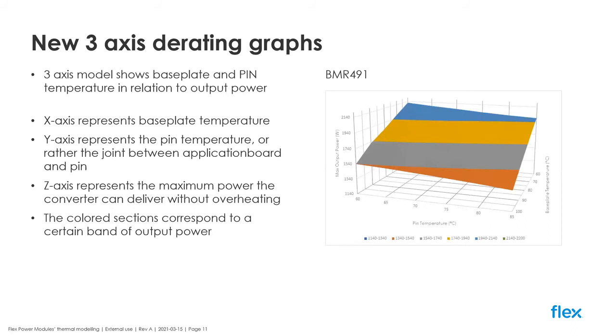And then we move over to this 3-axis derating graph. This is the one we created with help from the new liquid-based test system with the CPU thermal blocks. 2 axes represent the working temperatures, pin temperature and base plate temperature. Pin temperature can also be referred to as board temperature. The 3rd axis shows the maximum power the converter can deliver. And the colored sections correspond to a power band like 1.2 to 1.4 kilowatts or whatever. Either way, you know the power level and get what temperatures you need to keep. Or you know your temperatures and the graph will tell you the maximum power.